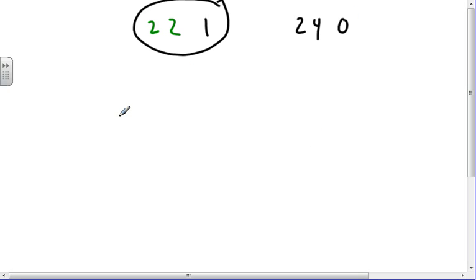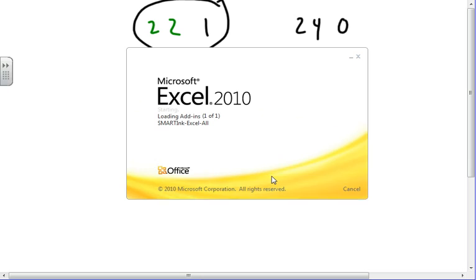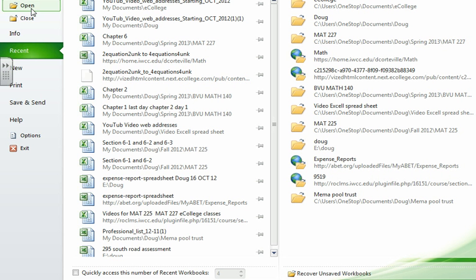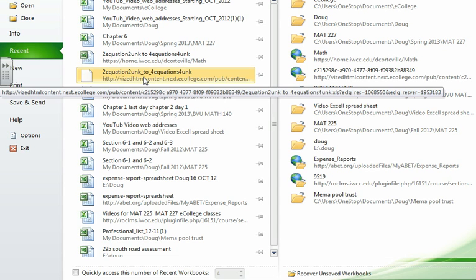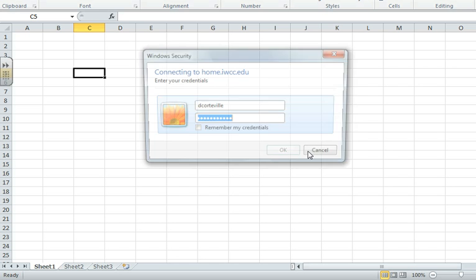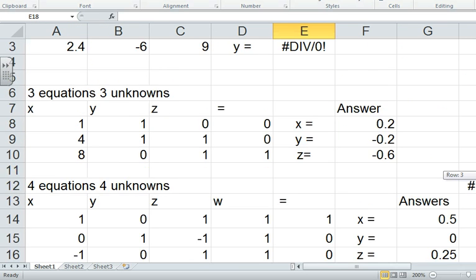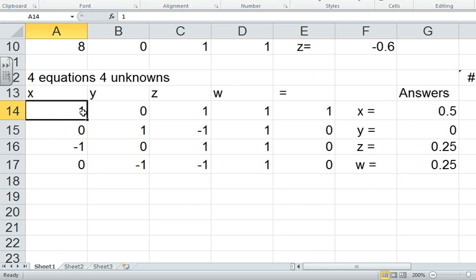Now, there's a problem with 22. What's the problem with 22? My calculator only does 2 by 2 and 3 by 3s. It doesn't do 4 by 4s. But if you were to look on the website, I'm pretty sure there is a spreadsheet that does multiple equations, multiple unknowns. I'd have to go look, but I'm pretty sure there is. So I'm going to open that. Here's 4 equations, 4 unknowns. All I have to do is put in the numbers.